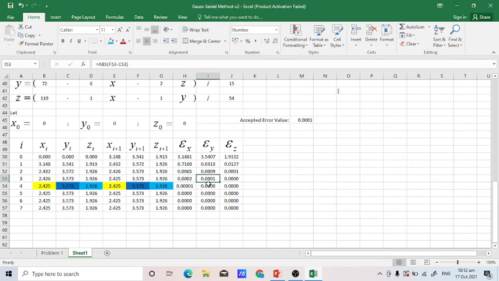Dito pwede na, no? 0.001 na siya. Okay? At ano ba nakuha dito? 3.573, 3.573. Kaya pala sumakto na. So dito naman, ganun din. Sumakto na, nag-less than accepted error value. Okay?